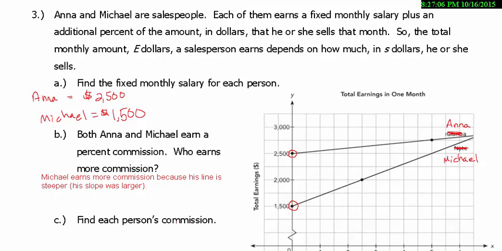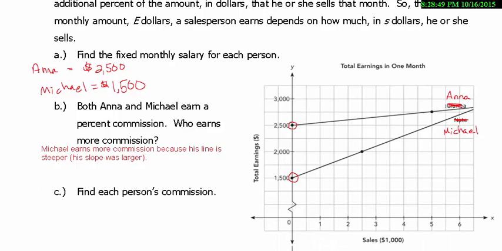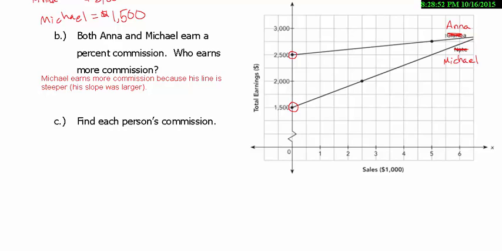Okay, so question C says to find each person's commission. Since we're looking for the commission in this question, we're actually looking for the slope. And we know that the slope is rise over run. So m equals rise over run.